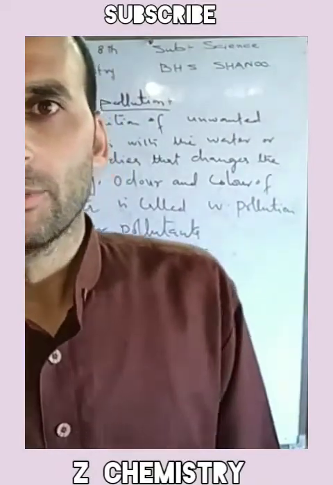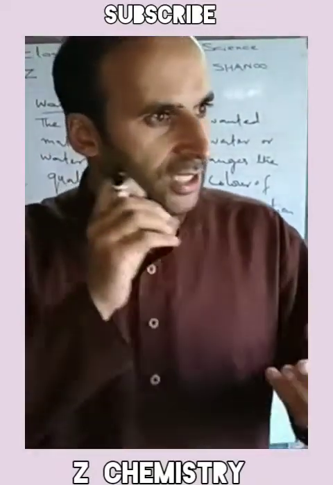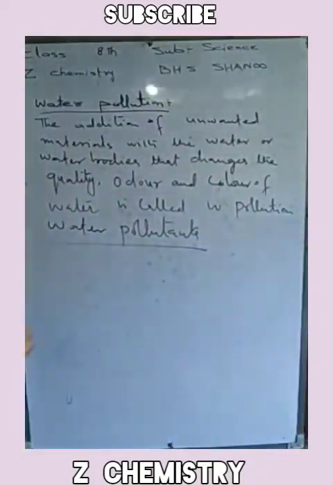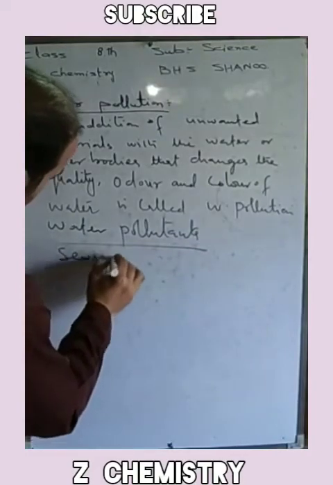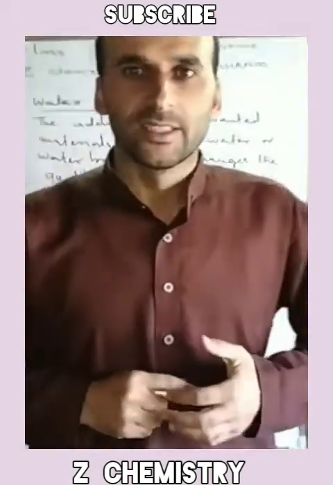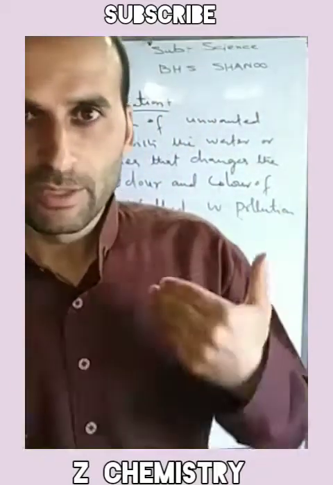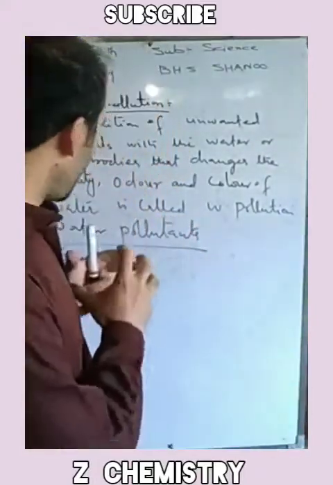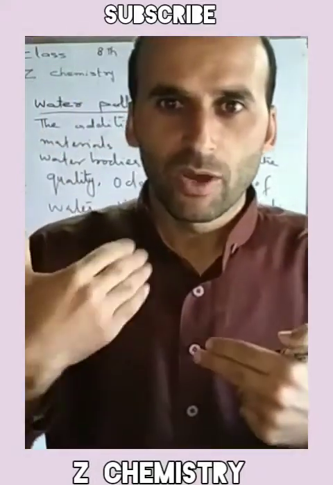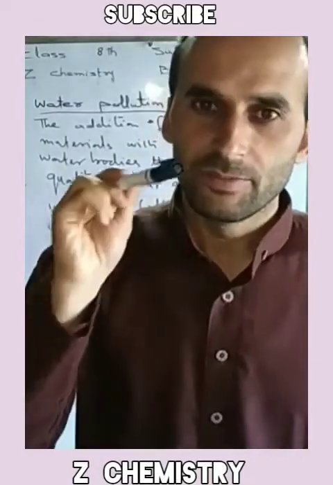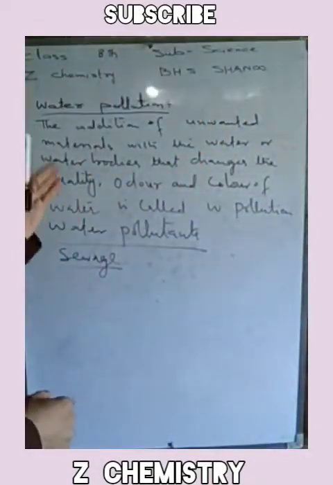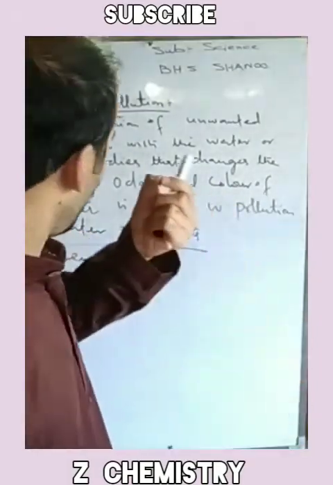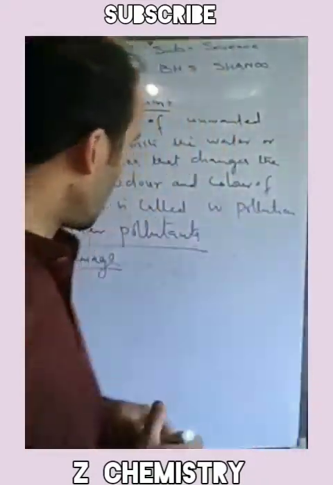A number of pollutants are mixed with this water body due to human activities. One of the water pollutants is sewage. It is all the unwanted water that comes out from our houses and from the industries and factories. When this sewage mixes with water, there occurs the entry of unwanted substances, which makes this water polluted. Due to this, there occurs a change in the quality of the water, in the odor of the water, and also in the color of the water.